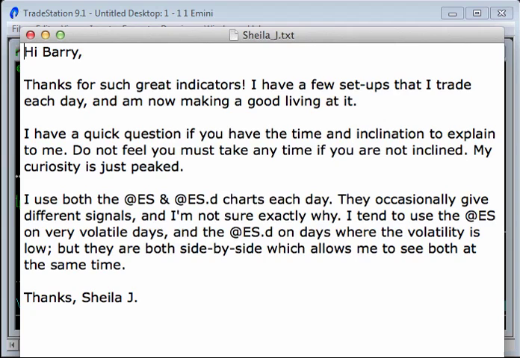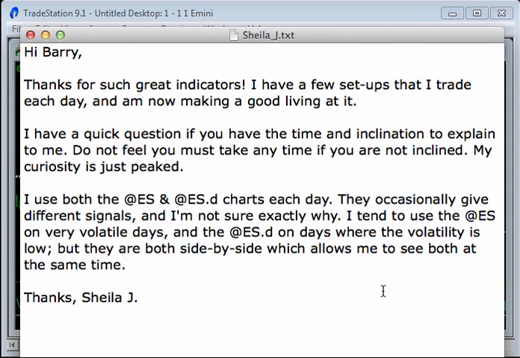Hi Barry, thanks for the great indicators. I have a few setups that I trade each day and I'm now making a good living at it. Excellent. I have a quick question if you have time and inclination to explain to me. Do not feel you have to take any time if you're not inclined. Curiosity has just piqued. I use both the @ES and the @ES.D charts on each day. So @ES is day and night session. That's TradeStation speak for the E-mini, day and night, continuous contract. @ES.D is the day session only, again continuous contract.